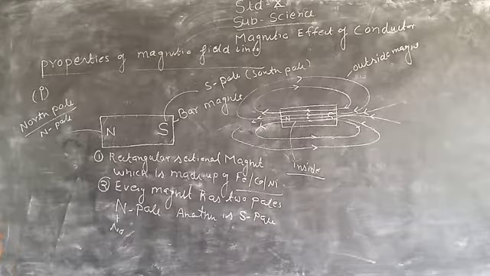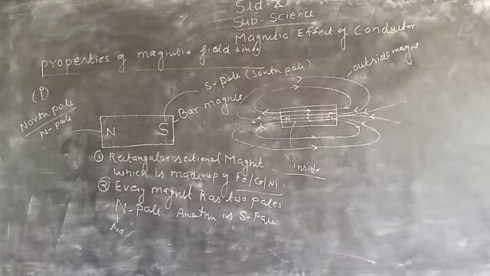A bar magnet is a simple magnet. It has a rectangular cross section and is made up of Fe, Co and Ni. Every magnet has two poles. First is the north pole and another is the south pole. N means north pole and S means south pole. This is the first basic property of a bar magnet.